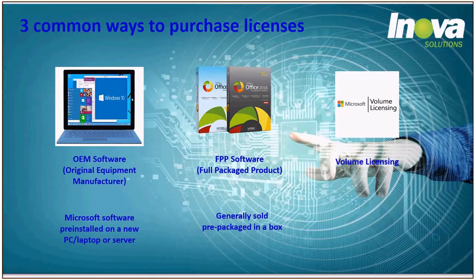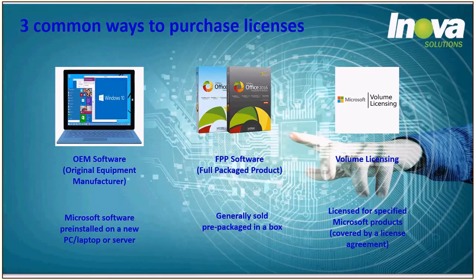And the other way is through volume licensing. This is where Microsoft products are licensed through an agreement. So you have a license agreement with Microsoft, and they provide you with the necessary licenses based on your purchases for the software to be used. In this webinar, what we will focus on will be the volume licensing, because the OEM and the FPP are very simple. Basically, it's already provided to you, whereas the volume licensing has some criteria and specifications that need to be understood.